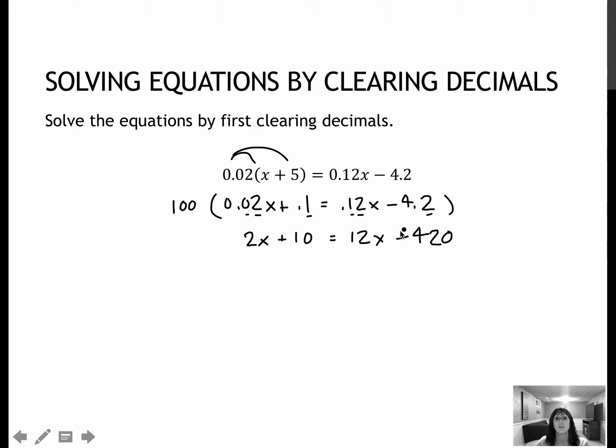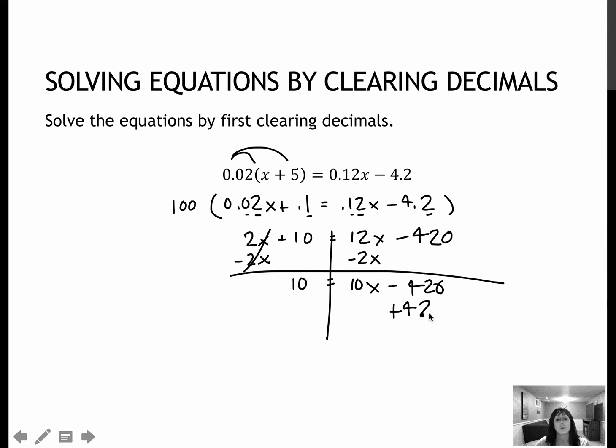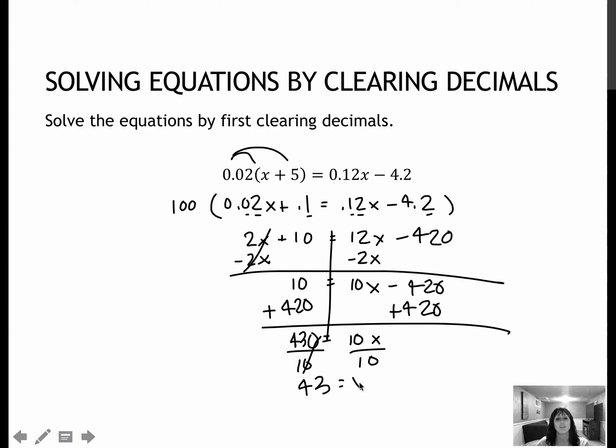And now I'm going to move everything around. Get that 2x off of the left side. That gives me 10 equals 10x minus 420. I'll add 420 to each side. And that gives me 430 equals 10x. Dividing by 10, remember, is just going to give me 43, which is the answer I had before.